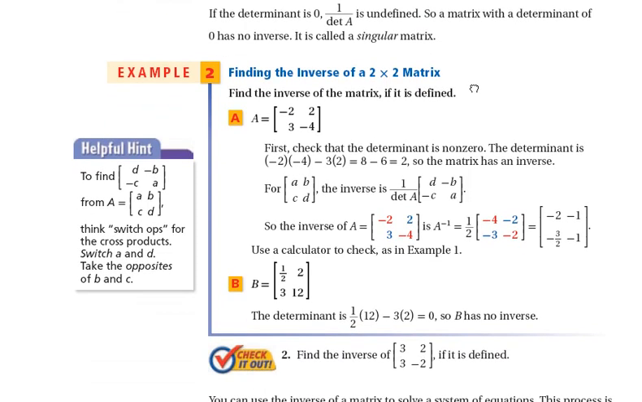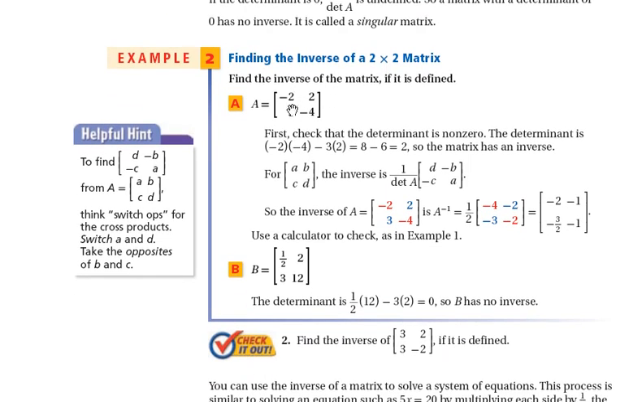Here's an example where you can see this. I have matrix A here, and we find the determinant, which is 2. So we take 1 over 2, and then we flip-flop the -2 and the -4, and we change the signs on the 2 and the 3, and we get this new matrix. So we're taking 1/2 times each one of these elements to get this matrix here, and this would be our inverse of that matrix A.